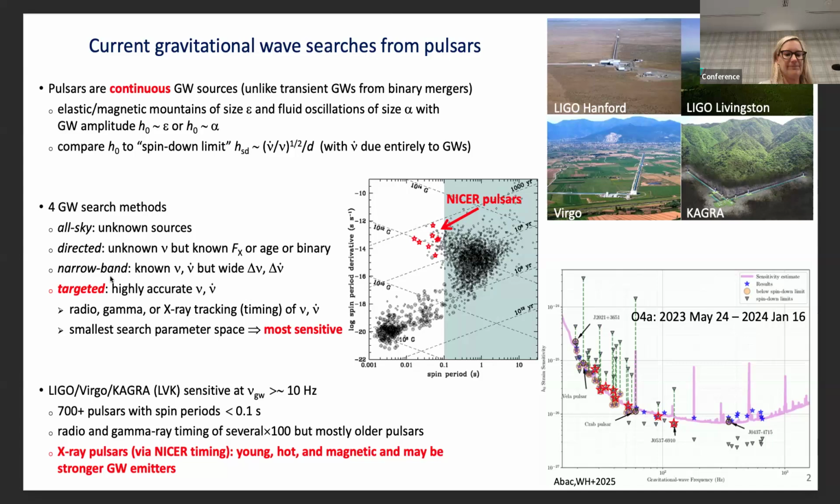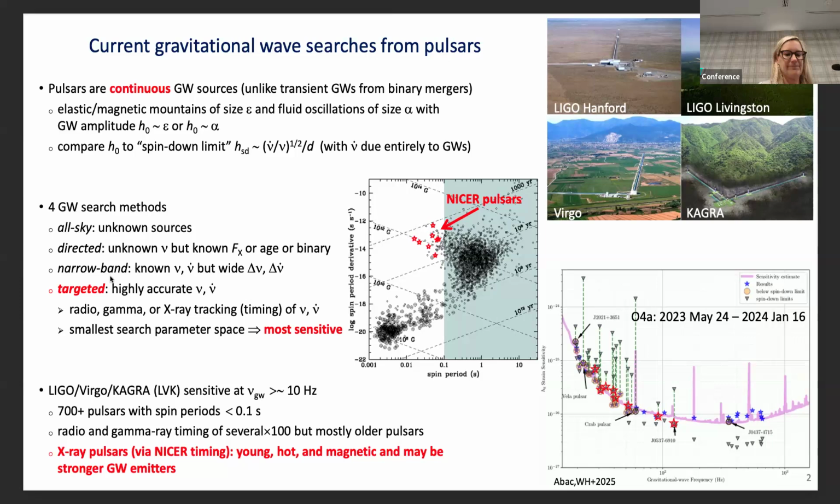The next type of search is directed searches. Those are for sources that we know something about, for example their X-ray flux or their age, which we can then use to reduce the gravitational wave data search parameter space. And then there's the narrow band search, in which we know the spin frequency and its derivative, but maybe not to very high accuracy. And then finally, the most sensitive searches are the targeted ones.